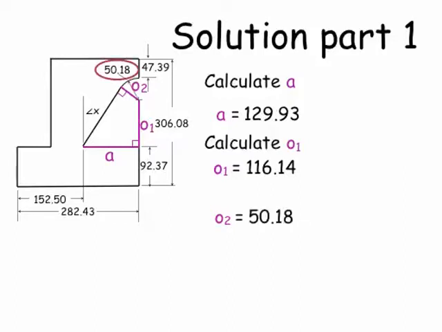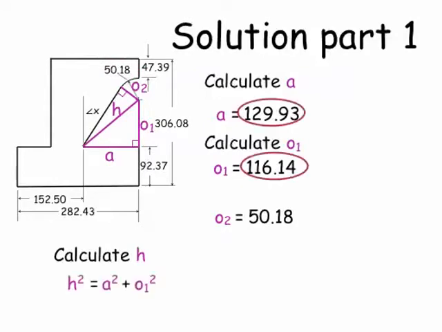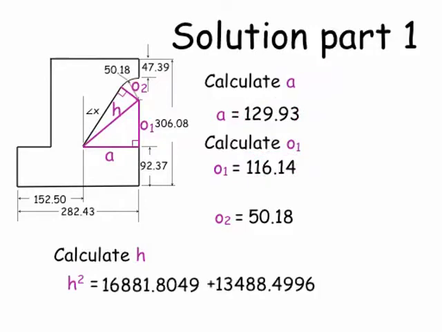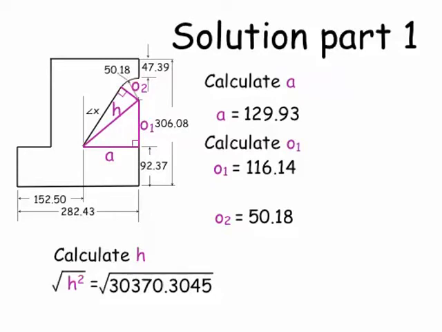Now that we have those two sides, for our other triangle we're going to need our other side, the radius, 50.18. And then to calculate the hypotenuse, we'll use the Pythagorean theorem and take the square of 129.93 and the square of 116.14, which gives us these figures. Added together we get this. Take the square root of both sides to solve for h, and h is 174.2707792.